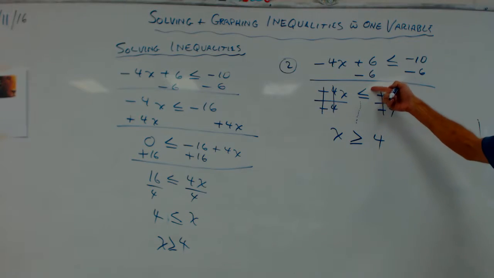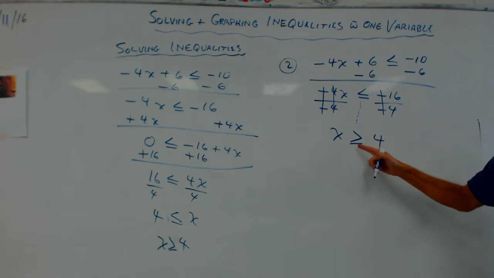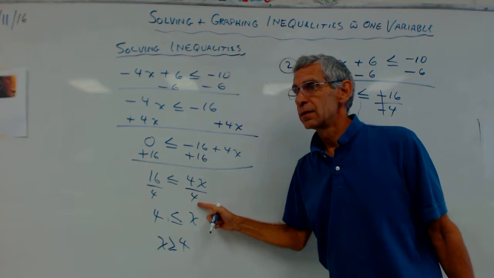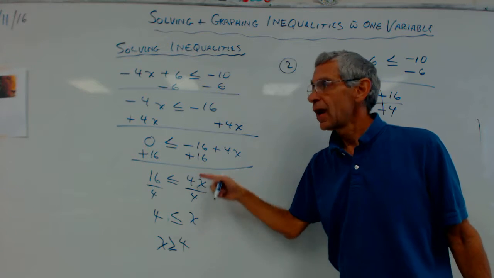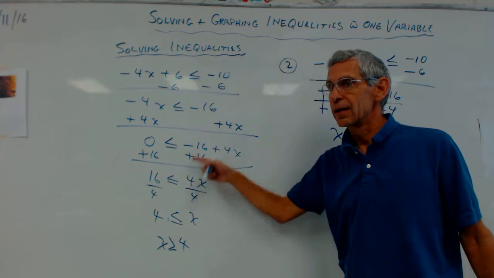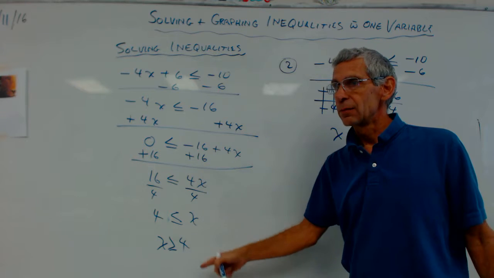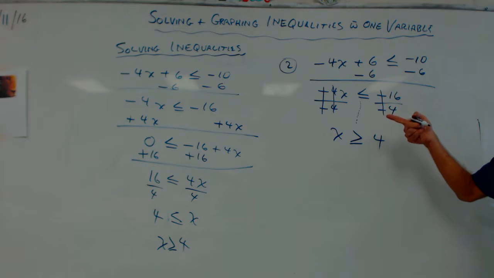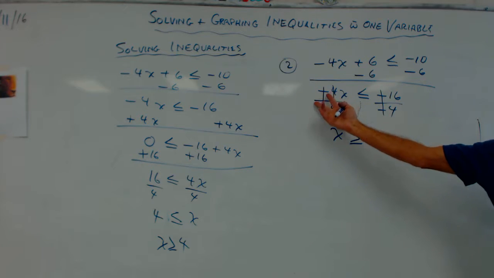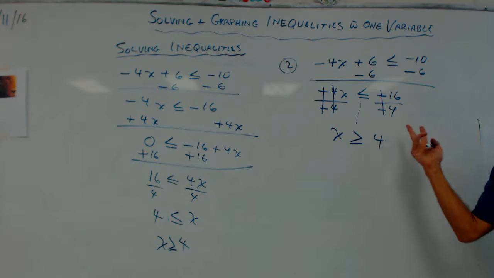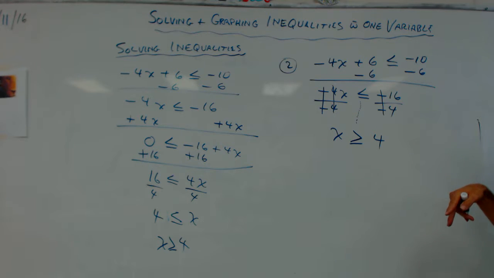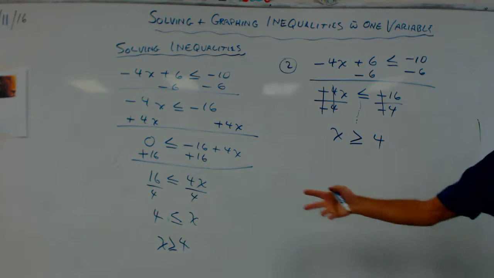If I hadn't switched the sign when I divided by a negative, I would have had x is less than or equal to 4. But I know this one's right, because I didn't do any dividing by a negative number or multiplying. It's a shortcut, in essence. If you want to divide or multiply both sides by a negative number, the sign has to flip. So that you don't have to do this.